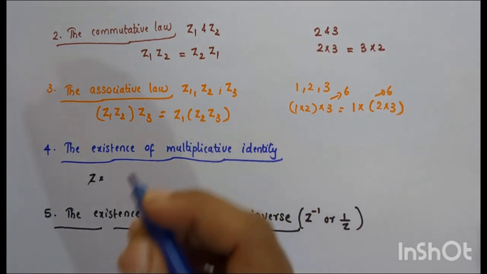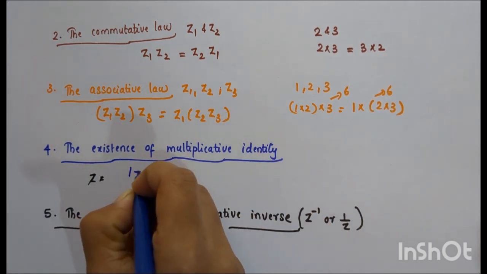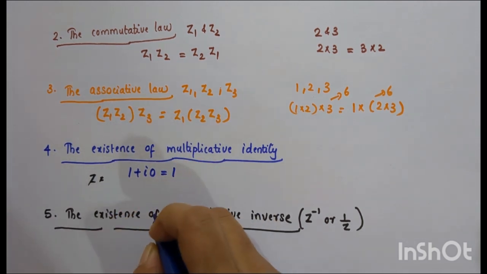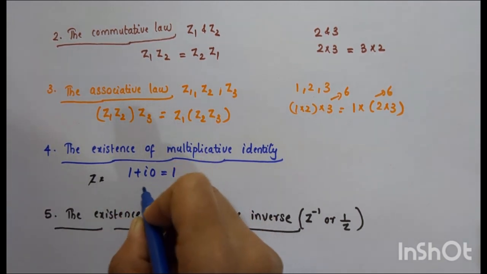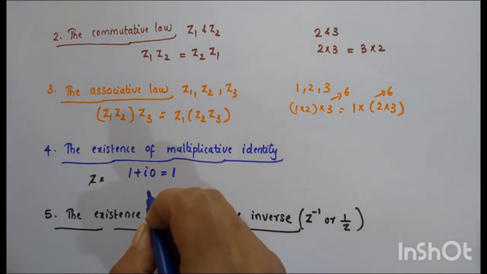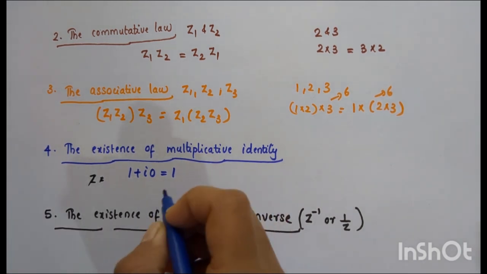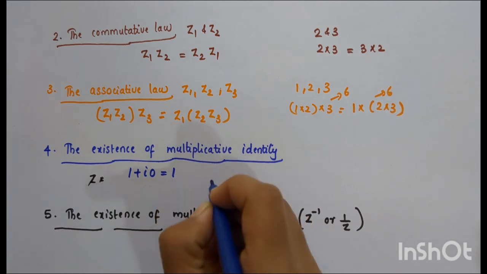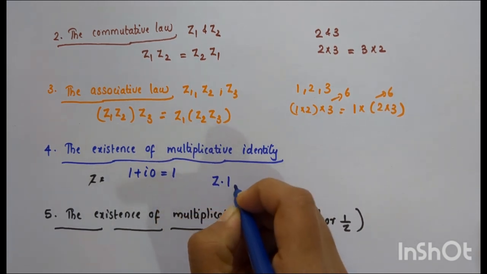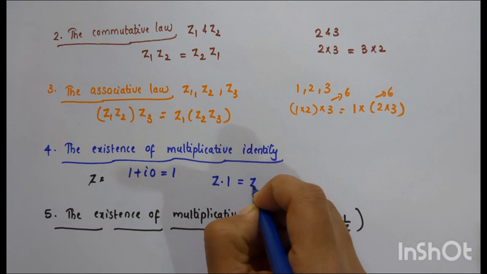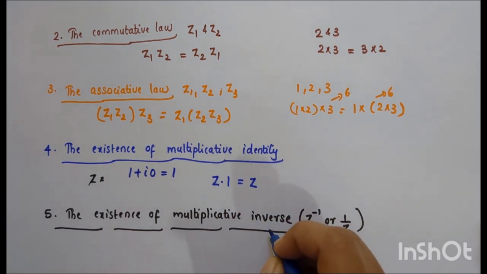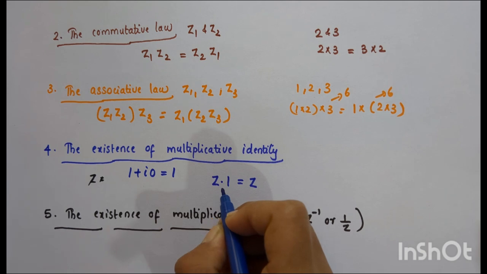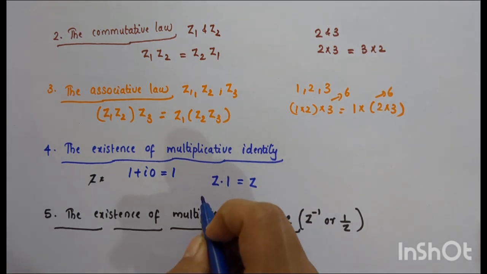Now the next property, the fourth property, is the existence of multiplicative identity. That is, there exists a complex number 1 plus I0, which is actually equal to 1. This 1 or 1 plus I0 is called the multiplicative identity for a complex number, such that when you multiply this multiplicative identity with a complex number, that is z into 1, you will get z itself. Okay, for every complex number z into 1 is equal to z, then this 1 is called the multiplicative identity.